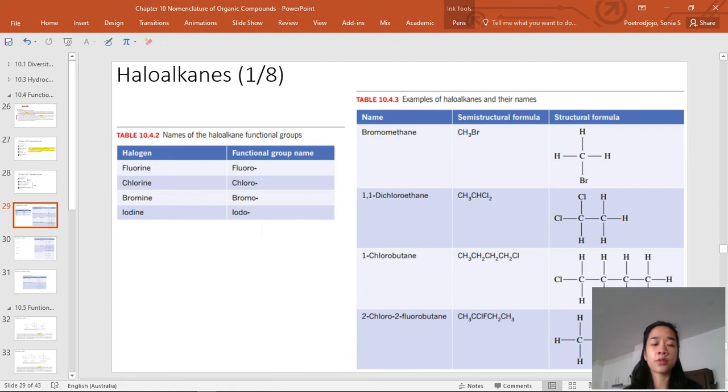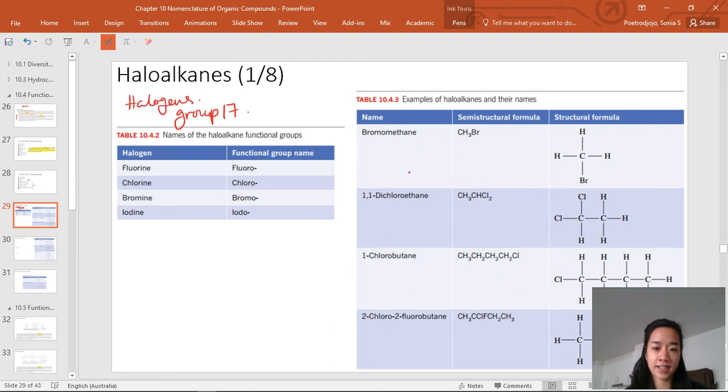So we'll start off with haloalkanes. These are talking about the halogens. The halogens are in group 17 of your periodic table, and you can see that they've got a prefix. So fluoro, chloro, bromo, and iodo. They line up with fluorine, chlorine, bromine, and iodine. And this is group 17 on the periodic table. They're called halogens.